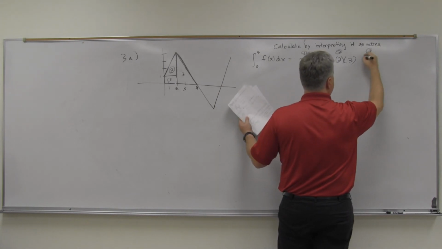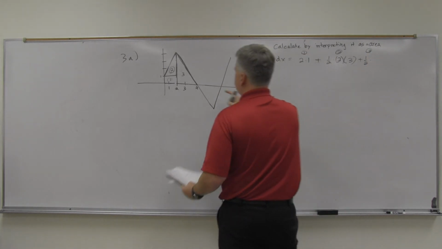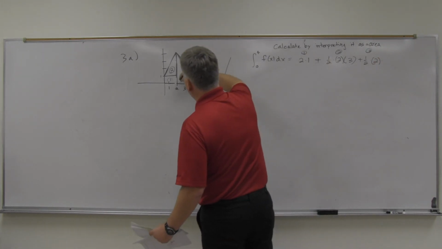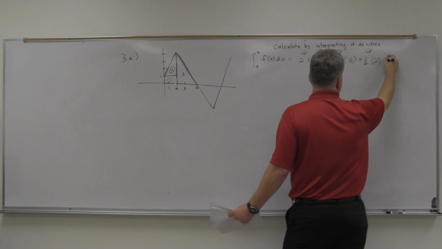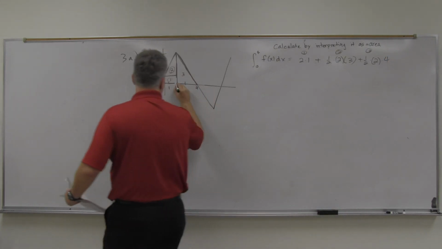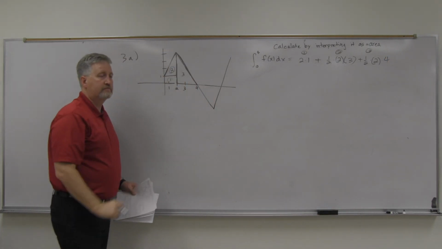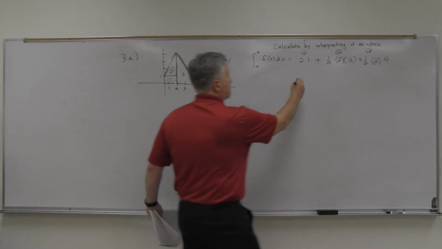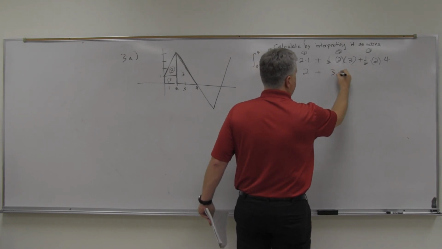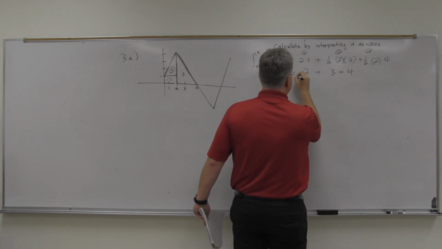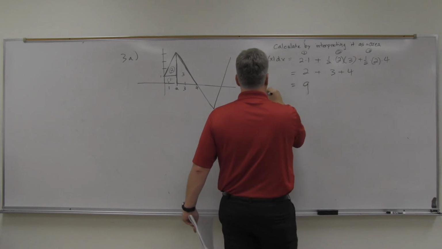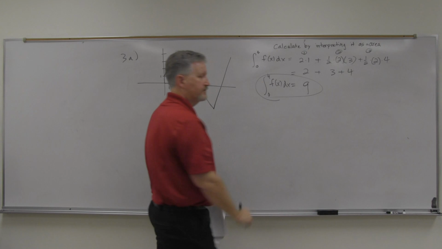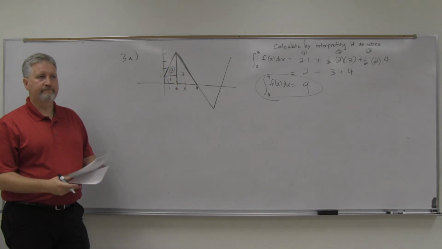Another triangle. It's 1/2 times the base, which again is 2, and then the height is 1, 2, 3, 4. It starts from here on up, so it has a height of 4. So that area would be 1/2 of 2 times 4. So what's that? 2, plus 1/2 of 6 is 3, plus 1/2 of 8 is 4. So this area is 9. So this integral, 0 to 4, is not an approximation. It's an exact value. It's 9.